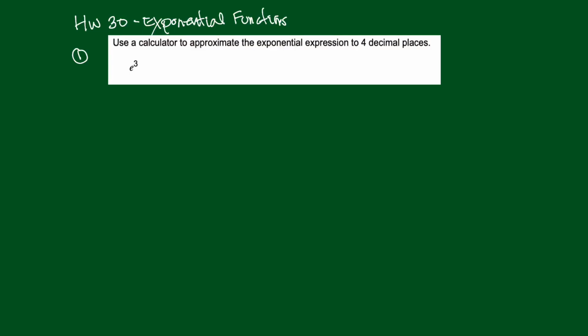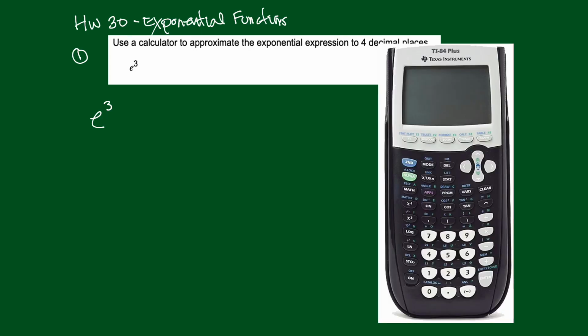In this first problem, what we're going to do is use a calculator. I have a TI-84, and we're going to approximate this exponential expression to 4 decimal places. So what we have is e cubed. Now I'm going to go to my calculator and I'll show you a picture of it. And like magic, here's a picture.